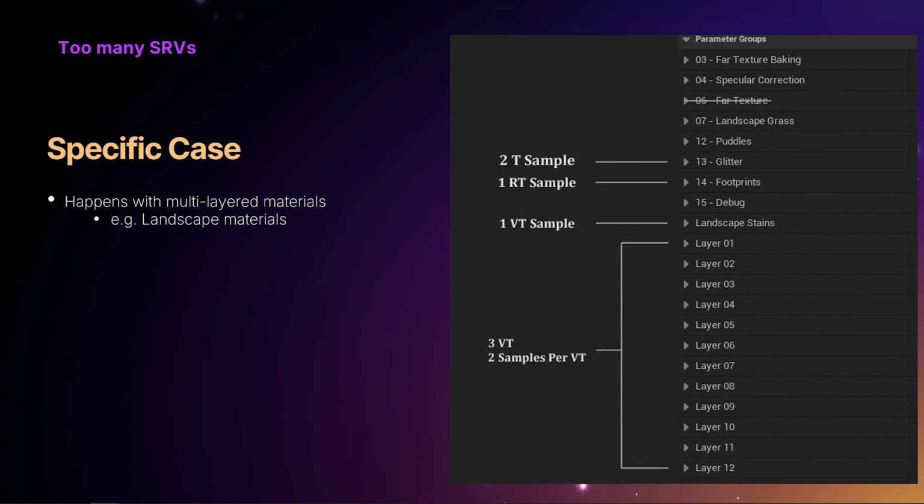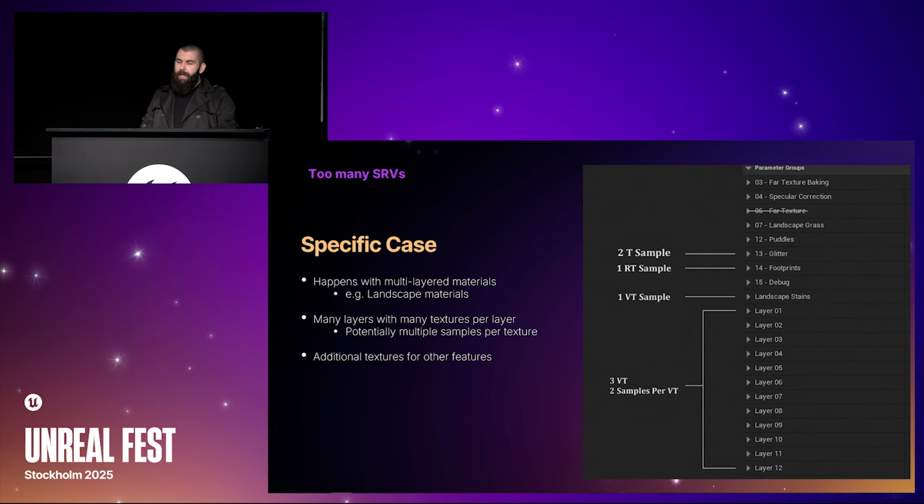So in this specific case, I'm going to show how SRV count can accumulate, and our specific example is the aforementioned landscape material. As you can see, we have up to 12 layers. Each of them had 3 virtual textures with 2 samples per VT, and then we would have other features like landscape stains, footprints, which was a render target. We would have glitter, which added 2 texture samples. So with that, it can easily accumulate, especially if you have heavy layered materials.